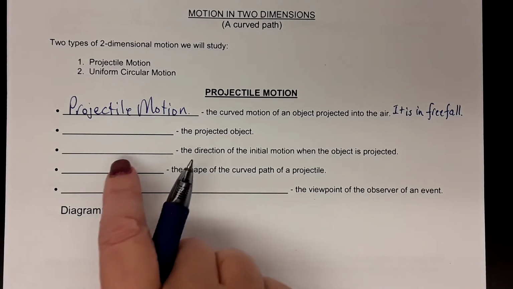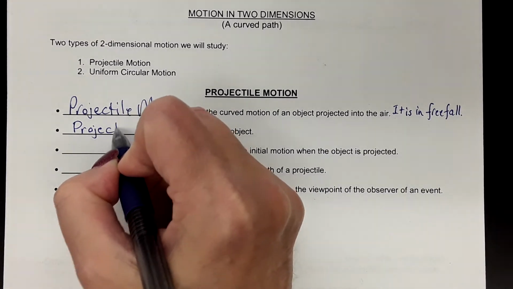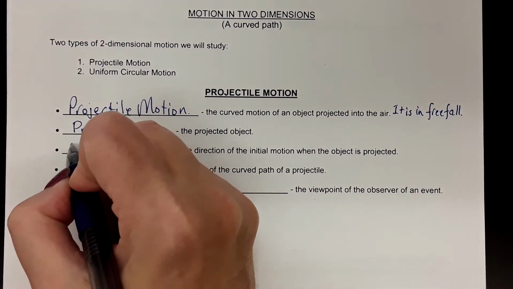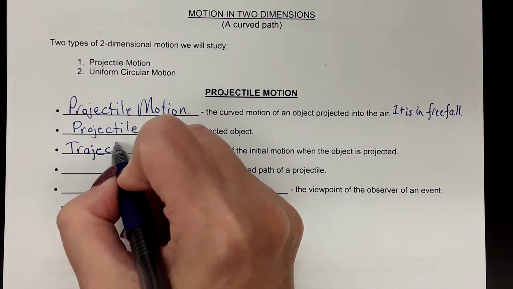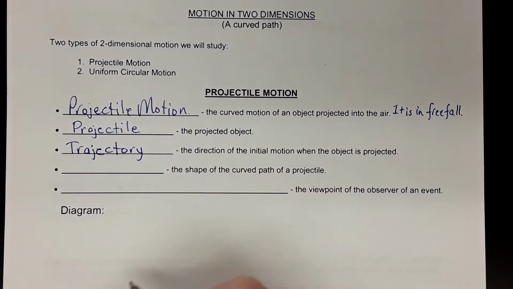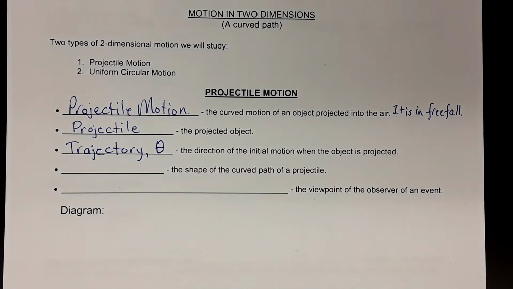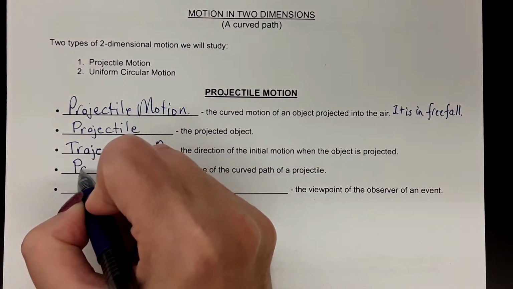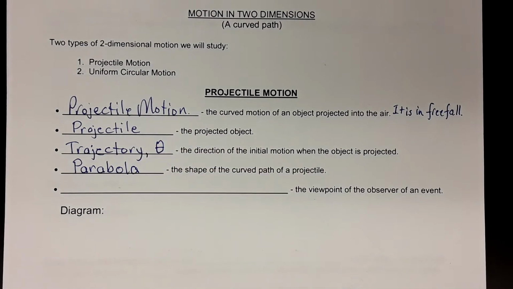Now, the projectile is the object that is projected, and it can be obviously anything. The trajectory is the direction of the initial motion of the projectile. In fact, that's what we would call the angle theta relative to the horizontal at which it's projected. The shape of the path a projectile follows is a parabola, and I've got some videos for you to watch that shows that.